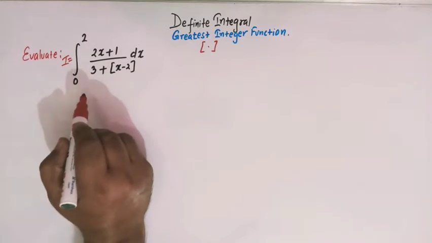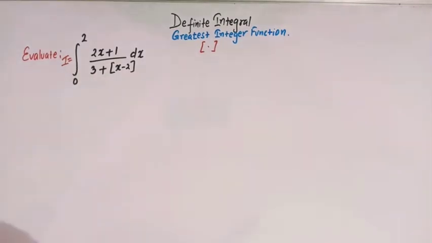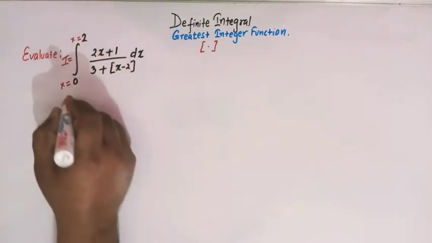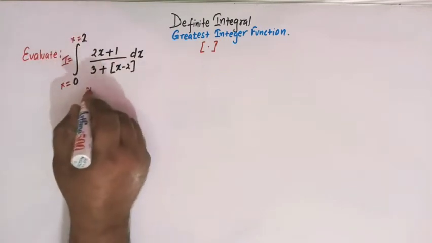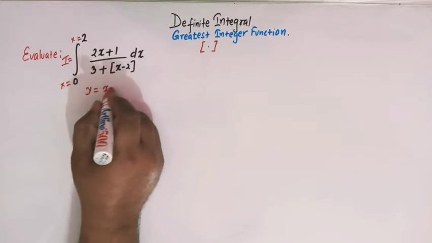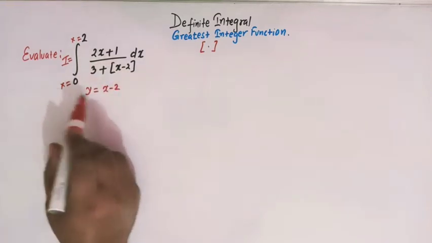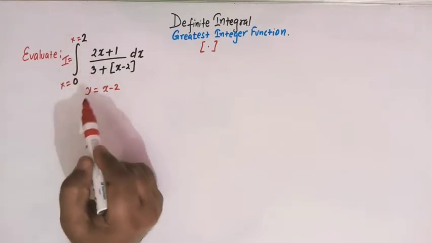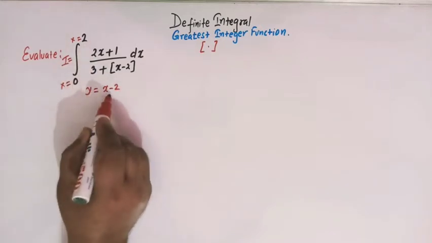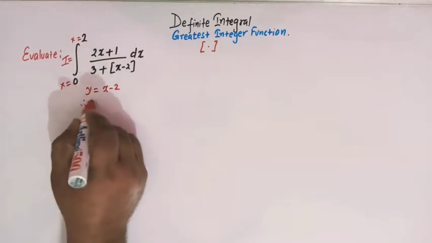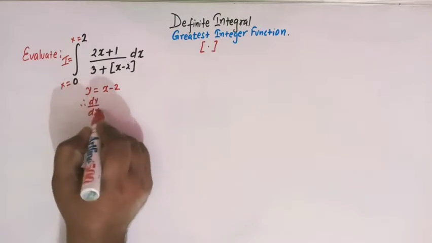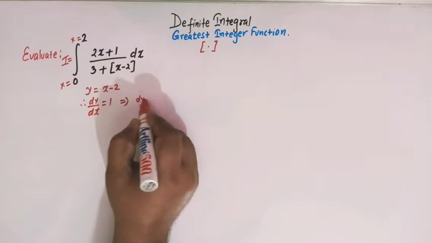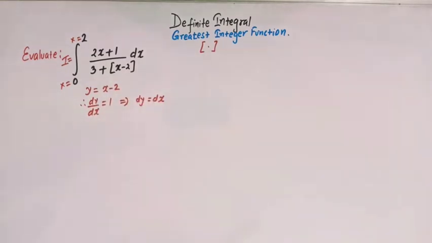Here we'll make use of the method of substitution, where x varies from 0 to 2. Let us take y equal to x minus 2. So we are now transforming this integral from variable x to y. Therefore dy over dx is equal to 1, and dy is equal to dx.